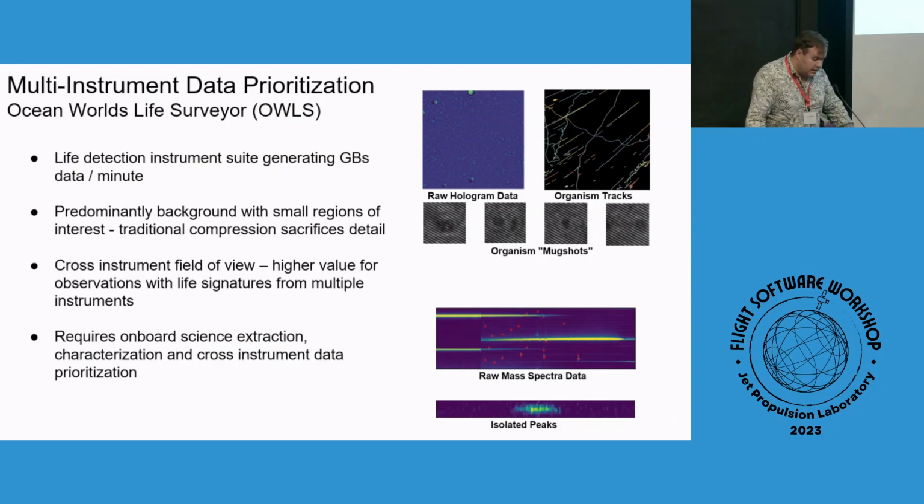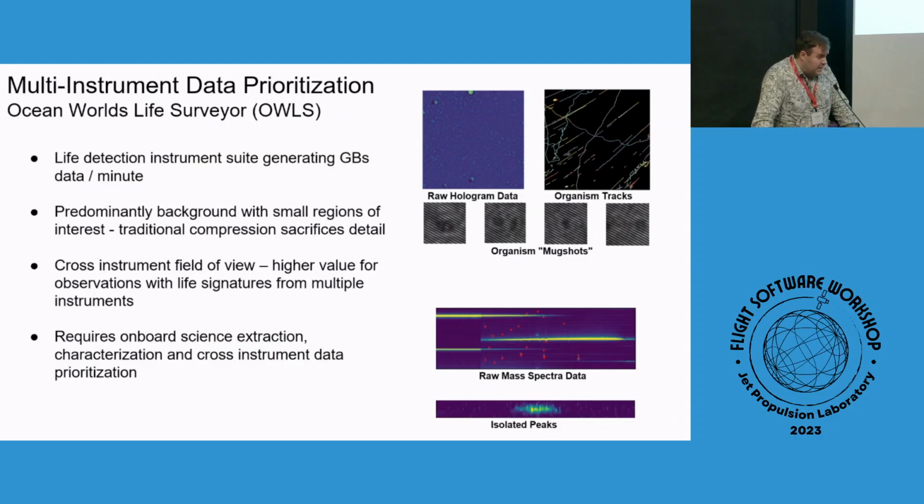So that's digital holographic microscope data. It's being generated at about a gigabyte a minute. So you're looking at icy world missions where you may get to send back 100 megabytes across the whole mission. The question is, how do you go from hundreds of gigabytes down to 100 megabytes while keeping all your science?